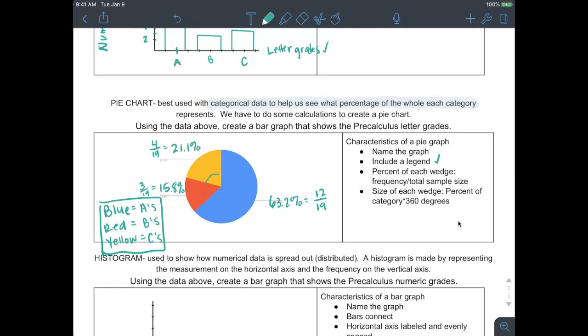The last thing we need to do is name the graph. What does this graph represent? Oh yeah, remember? It represents pre-calc letter grades. Calculus letter grades. It's not that clear, so I'm going to try that again.